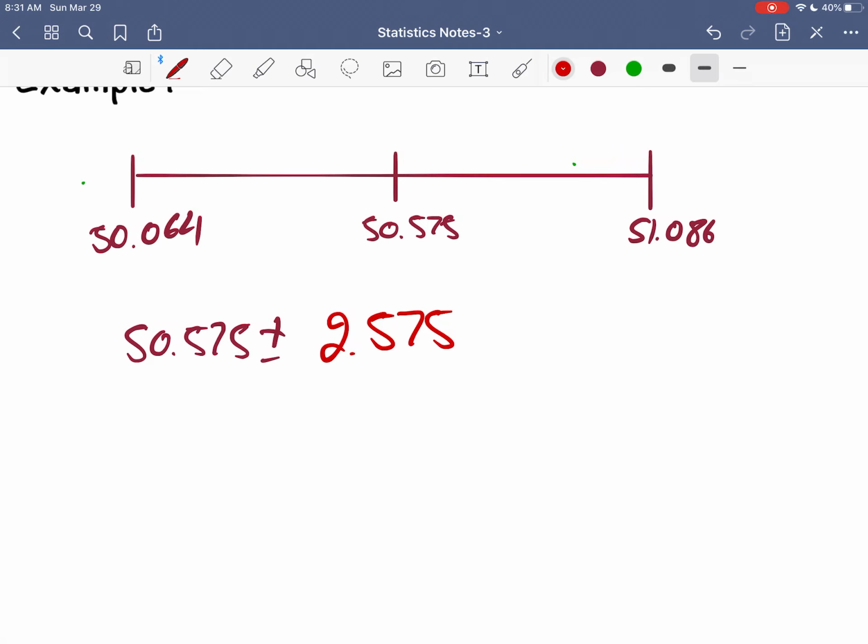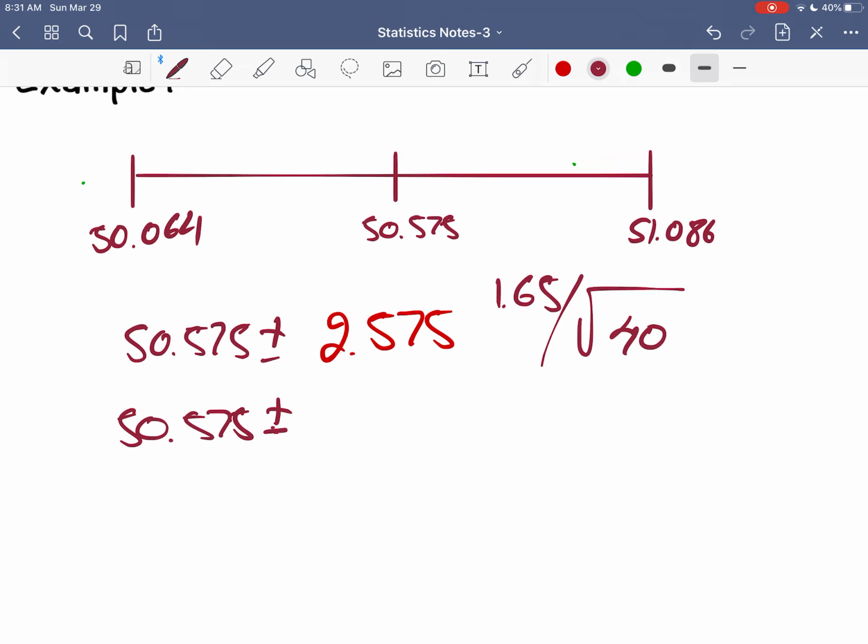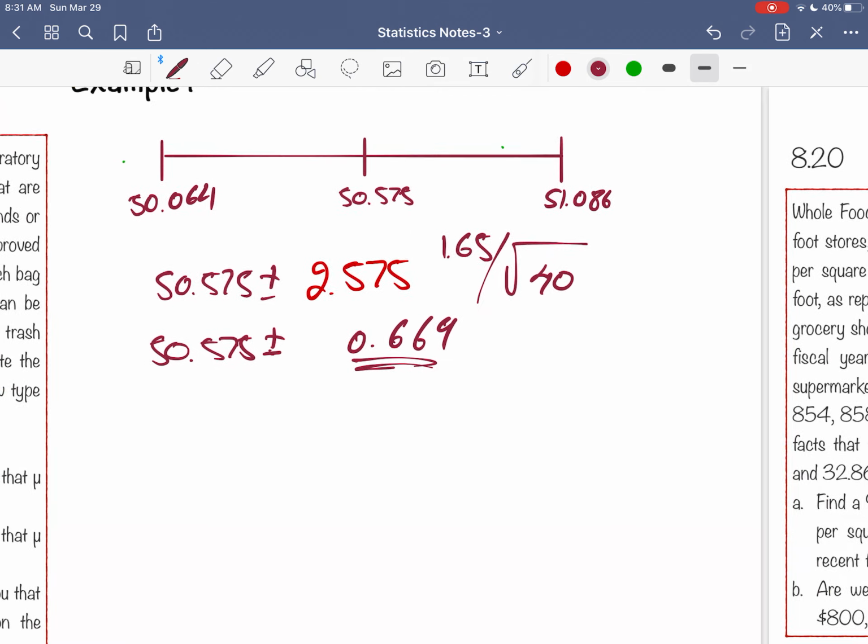2.575 times 1.65, the standard deviation of the population, divided by the square root of 40, the sample size. 50.575 plus or minus, and I have 0.669. Obviously, the margin of error is much larger when it comes to a larger confidence level.